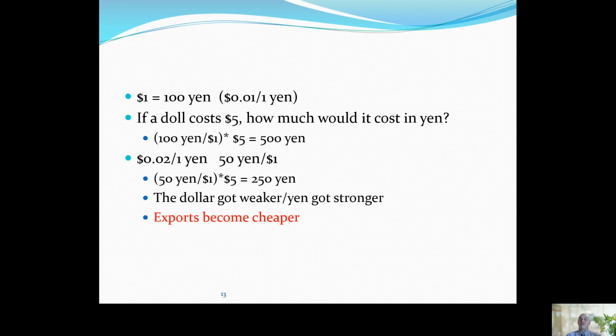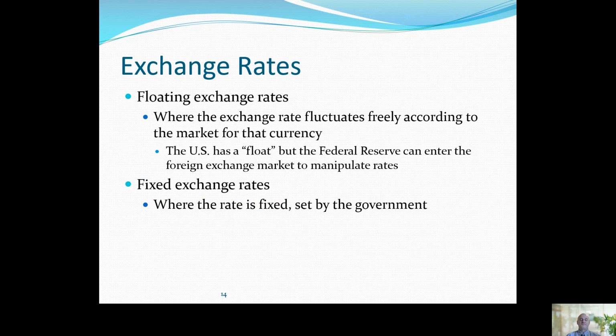Also, if the dollar gets stronger, the yen would get weaker. So if the dollar gets stronger, then what that means is imports into the United States become cheaper and exports become more expensive. So consumers in the United States might actually like a strong dollar because the things we import now are cheaper. But businesses don't like a strong dollar because their exports become more expensive.